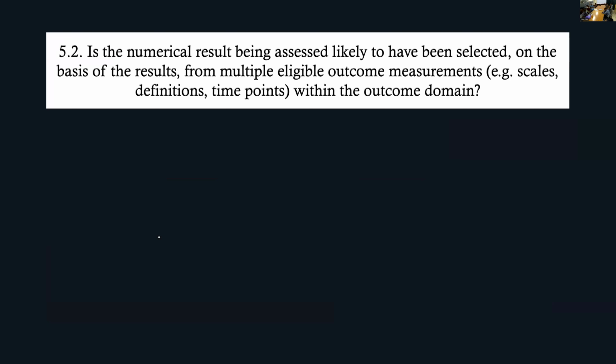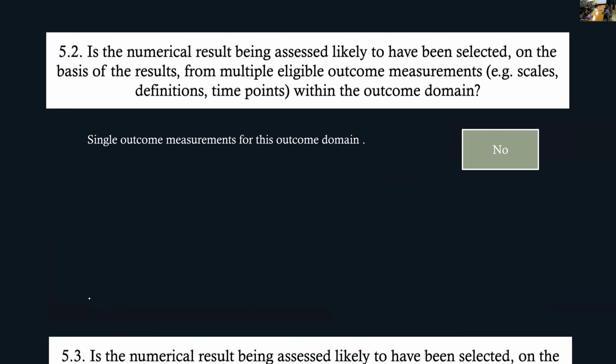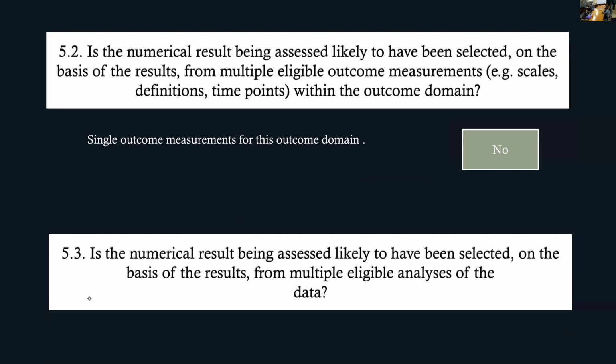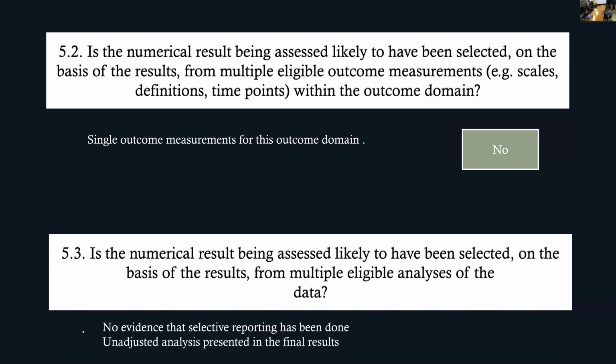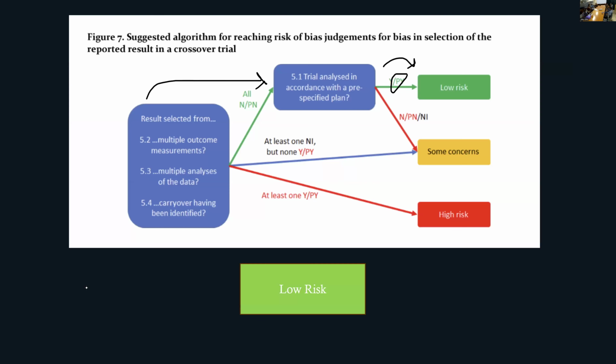Is the result being assessed likely to have been selected on the basis of results from multiple eligible outcome measurements? Here there is a single outcome measurement for this outcome domain. Is the numerical result being assessed likely to have been selected on the basis of results from multiple eligible analyses? There's no evidence that selective reporting has been done, and they have presented the unadjusted analysis in the final result. Is a result based on the data from both periods sought, but unavailable on the basis of carryover being identified? Here both the data are there, and we have established that there is no carryover. So based on that, this domain also shows a low risk.